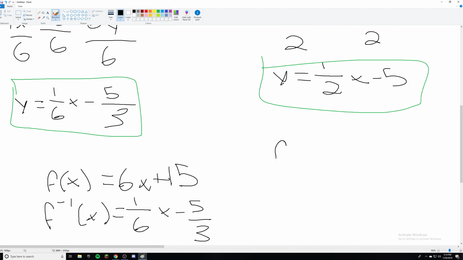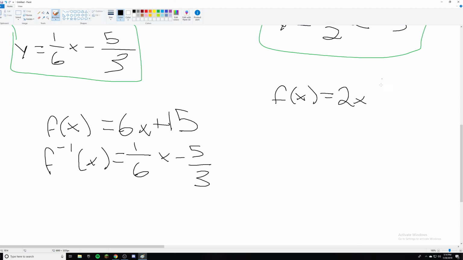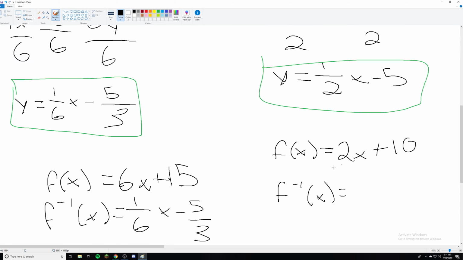And the original function is f of x equals 2x plus 10. And then to write the inverse using the f of x, or to show that it's the inverse, just put the f to the power of negative 1. And there you have it.